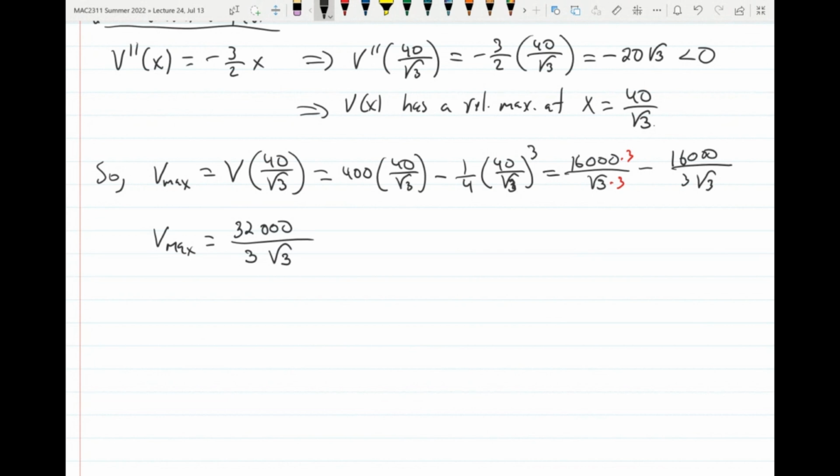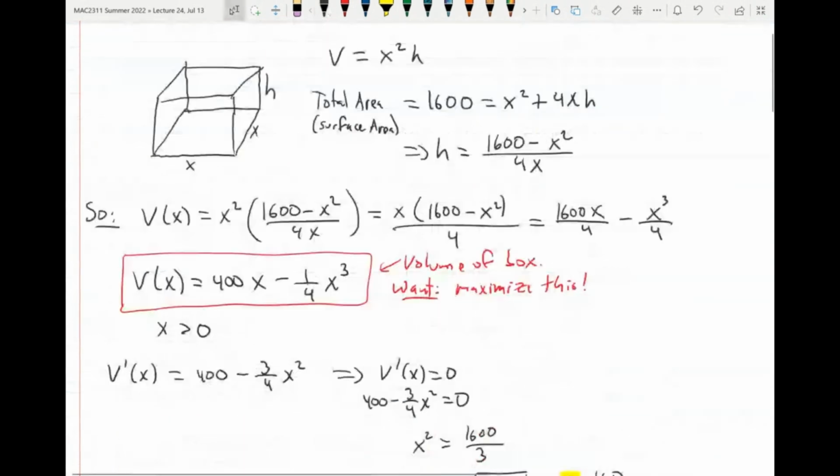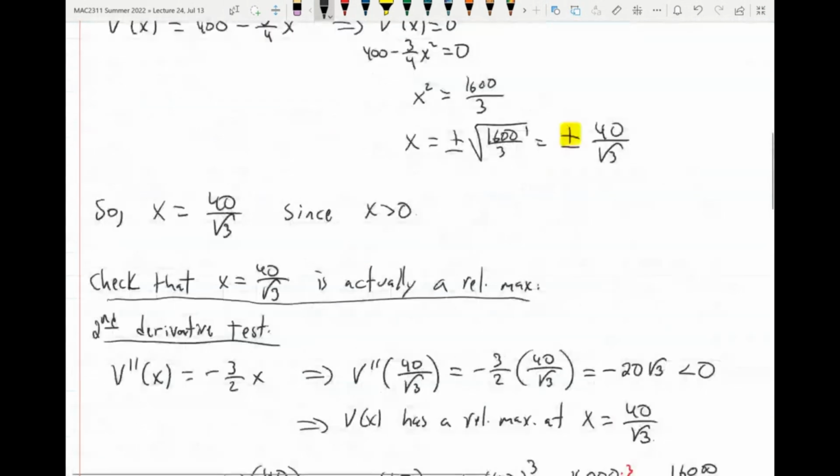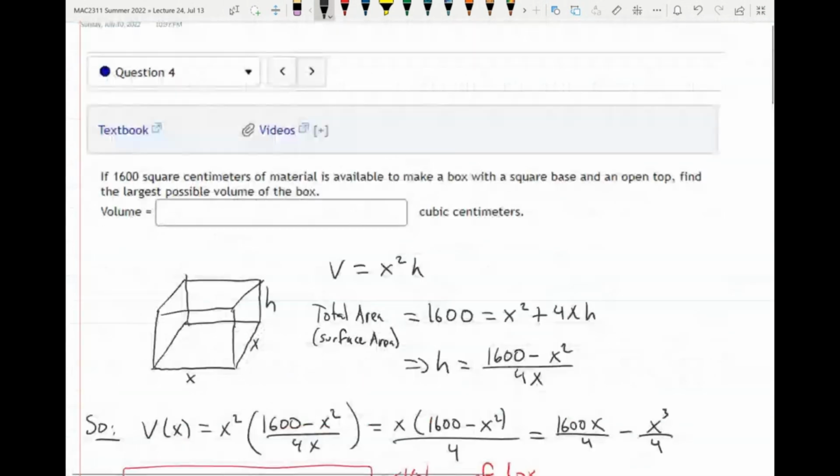And we're talking about centimeters. So that's the maximum volume. Notice that the question didn't say to round anything, so that's the answer that you put here. So the answer is 32,000 over 3 square root of 3. Okay?